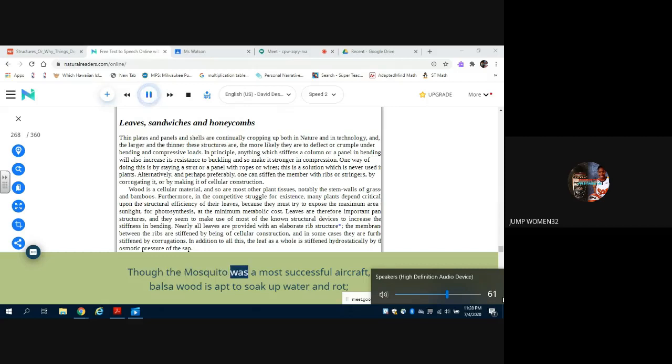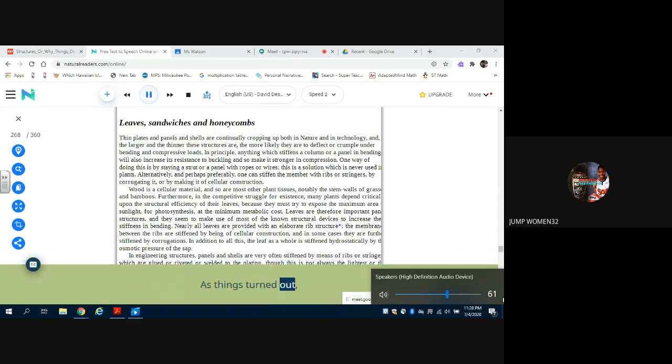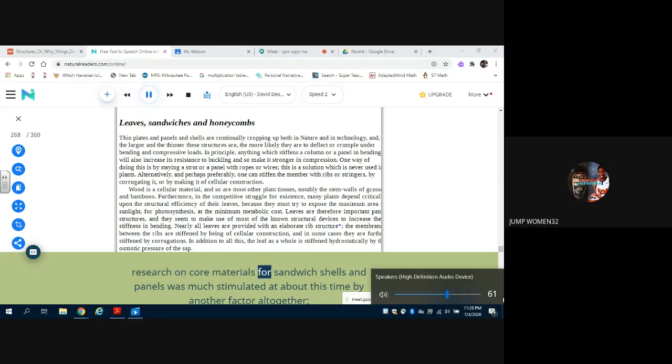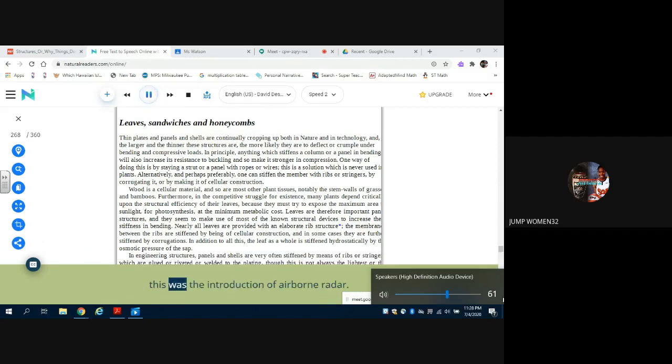Though the Mosquito was a most successful aircraft, balsa wood is apt to soak up water and rot. Moreover, supplies of this rather soft and fragile tropical wood are limited in quantity and variable in quality. As things turned out, research on core materials for sandwich shells and panels was much stimulated at about this time by another factor altogether. This was the introduction of airborne radar.